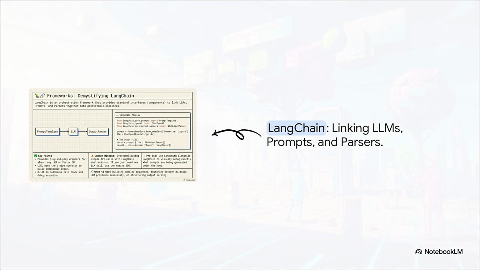But a quick word of caution from the trenches here. Please don't overcomplicate simple things. If you just need a single, simple API call, just use the native SDK. Save LangChain for when you actually need a complex sequence of events.